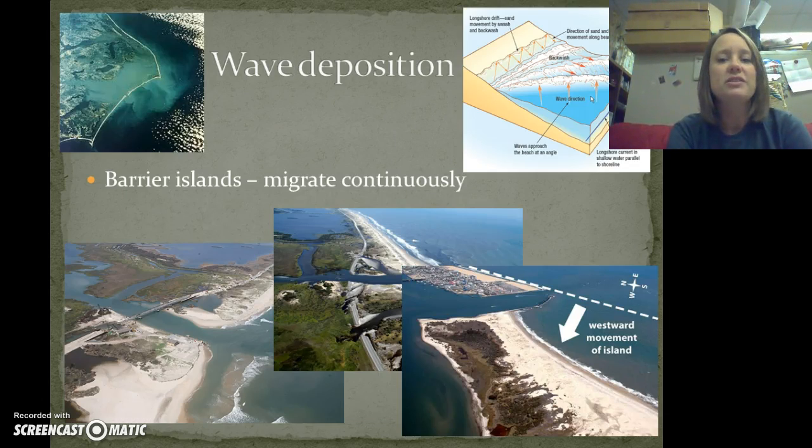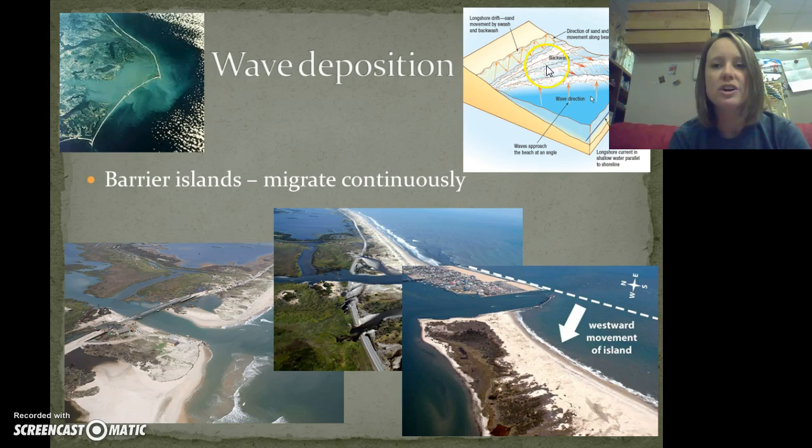Barrier islands are another feature that formed from wave deposition. This is a satellite picture of the North Carolina coast, and you can see our barrier islands. Now, ocean currents are constantly picking up sand and carrying it away. And so these barrier islands are constantly migrating or moving. And you can see from all of these pictures how the sand is constantly carried. In this one, the island has actually moved westward. At one time, these two islands were connected, and this one has migrated in the opposite direction.